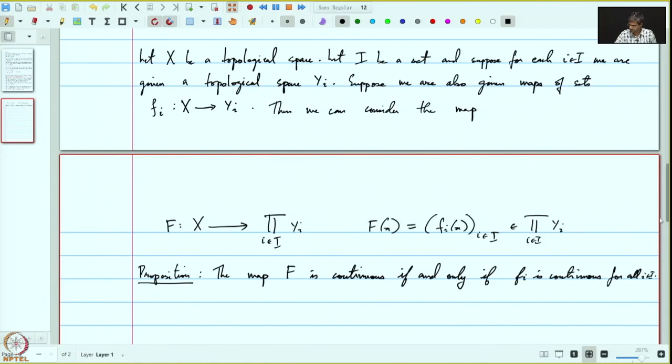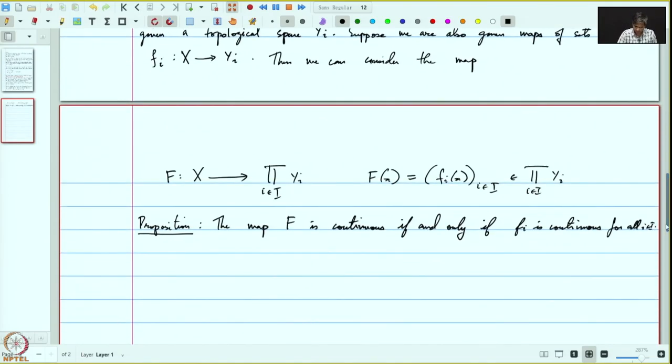Okay, so let us prove this. Obviously, to make sense of a continuous map, we need two topological spaces, and X has a topology, and this product is being given the product topology. Okay, so let us prove this proposition.